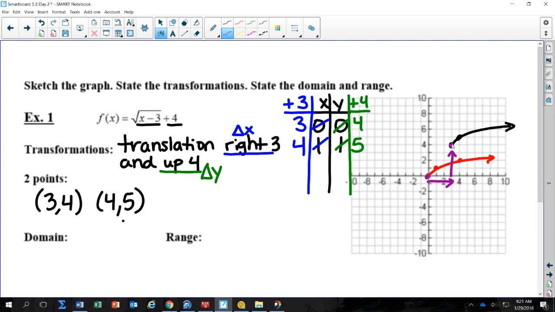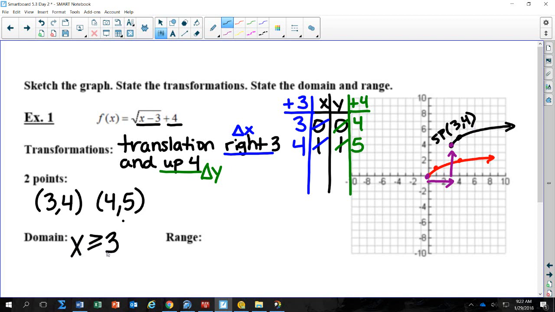Domain and range. My starting point here is at 3, 4. Does everyone agree that that's my new starting point? So if I want to know what my starting x value is, what is it going to be? 3, right? My first x value is 3, and then my x values only increase from there. So with domain, my x values are greater than or equal to 3.